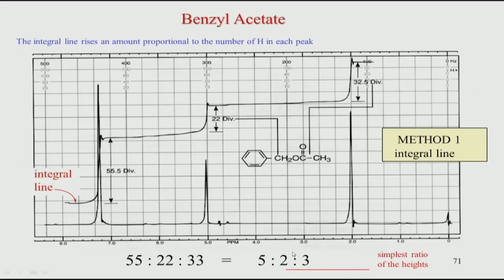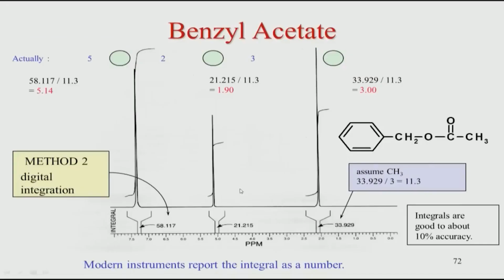So, ratio is very important to know, because from the ratio we come to know how many hydrogens are there in this particular peak, without which it is very difficult to analyze the structure, which we will use in the later slides. So, the J coupling, chemical shifts and this area are very important. This is again shown in this particular slide. This is for benzyl acetate, the same molecule, where we get the heights in the ratio of 5:2:3 because of the different types of protons.